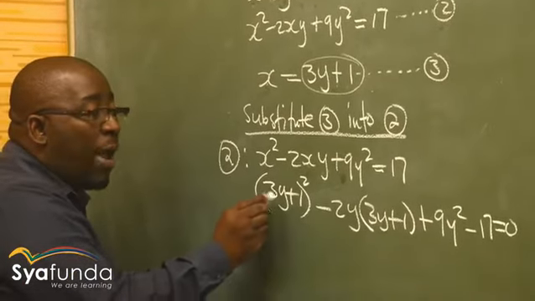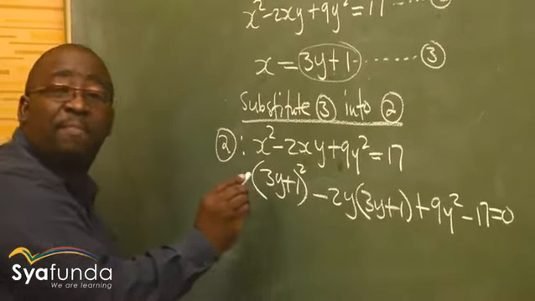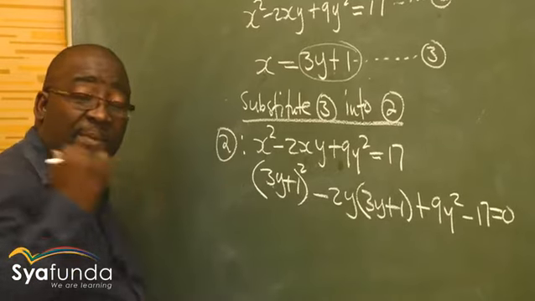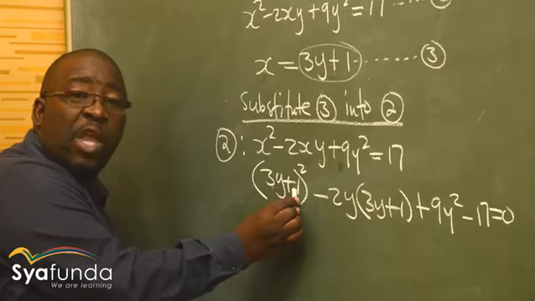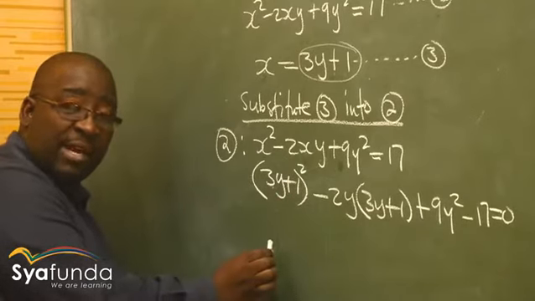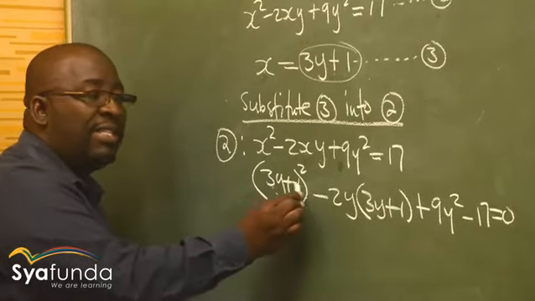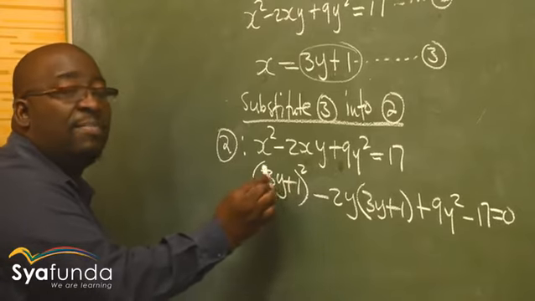So we say 3y times 3. You multiply the first term by the first term. You write your answer. That's step number 1. Step number 2, you multiply the first term by the second term, then you double that answer. You write it down. Number 3, you multiply the second term by the second term. This is the first term. This is the second term.